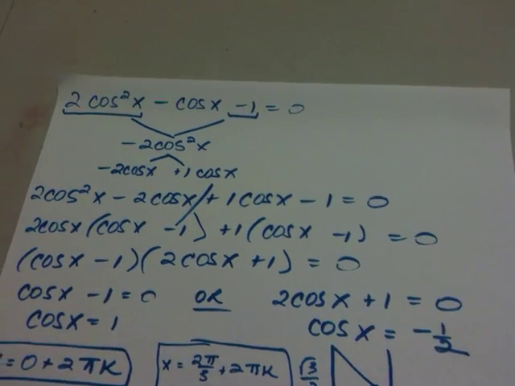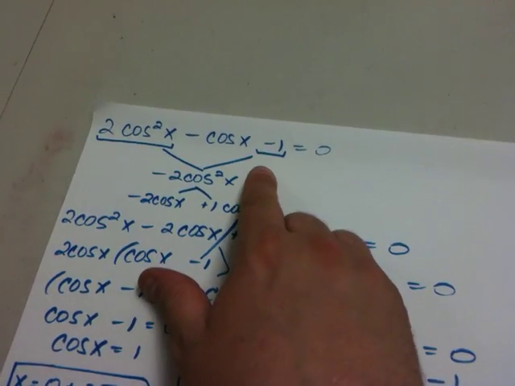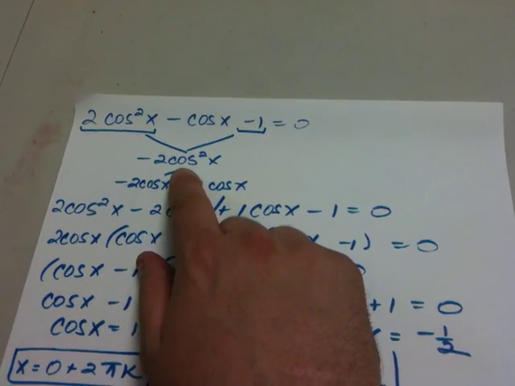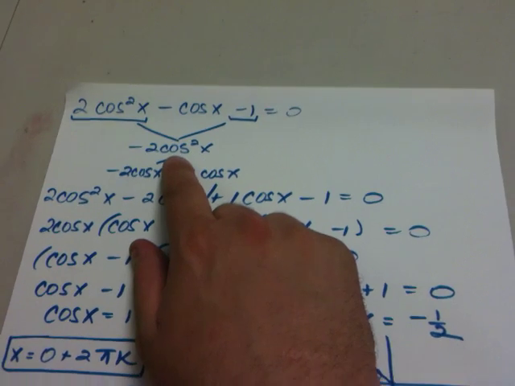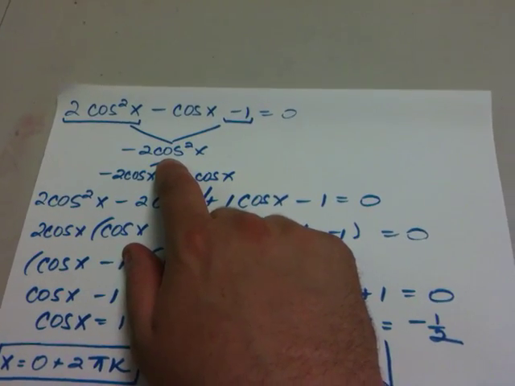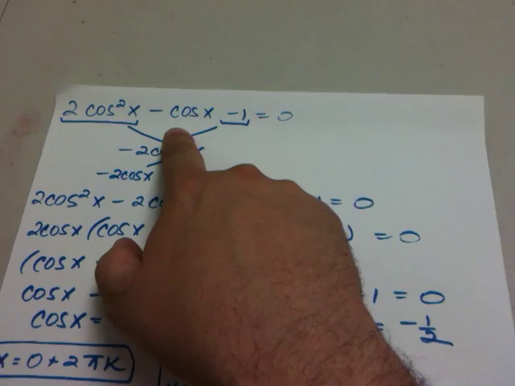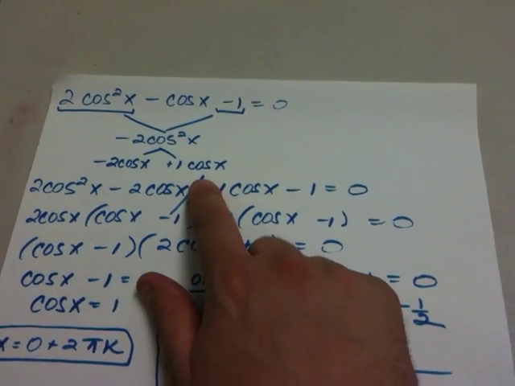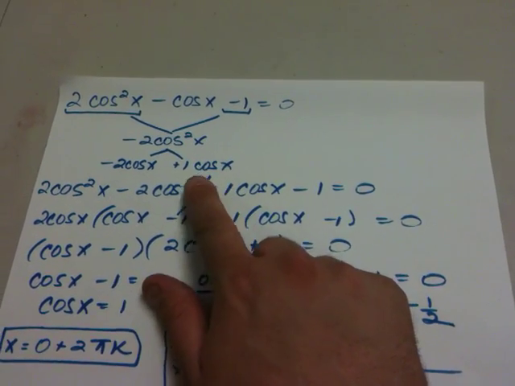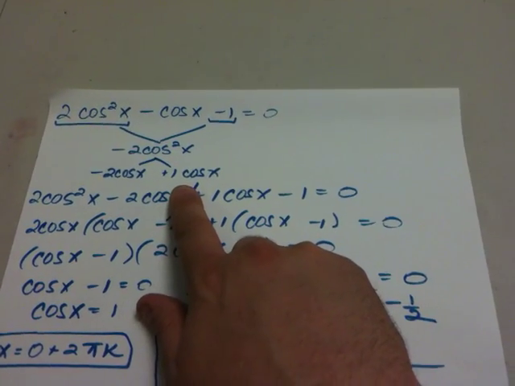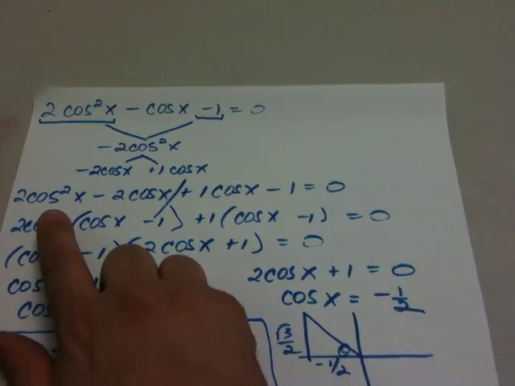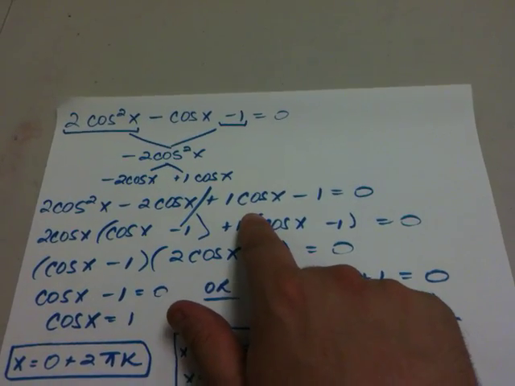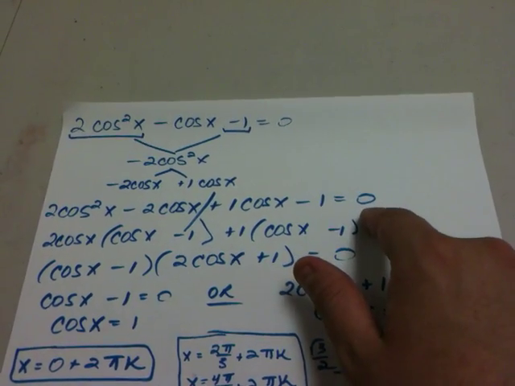The way the master product method works is you multiply the first term and the last term together. That gives you negative 2 cosine squared of x. We're now looking for factors, things that multiply to give me negative 2 cosine squared of x that will add up to the negative cosine of x, which is the middle term. Well, the factors are going to be negative 2 cosine of x and positive 1 cosine of x. We're going to use these two terms to replace the one middle term. So the new equation becomes 2 cosine squared of x minus 2 cosine of x plus 1 cosine of x minus 1 is equal to 0.